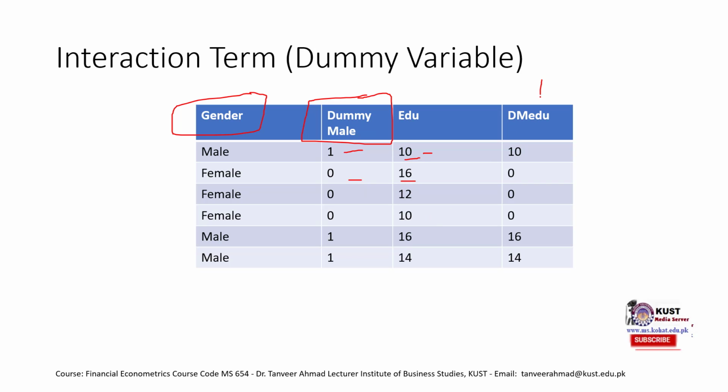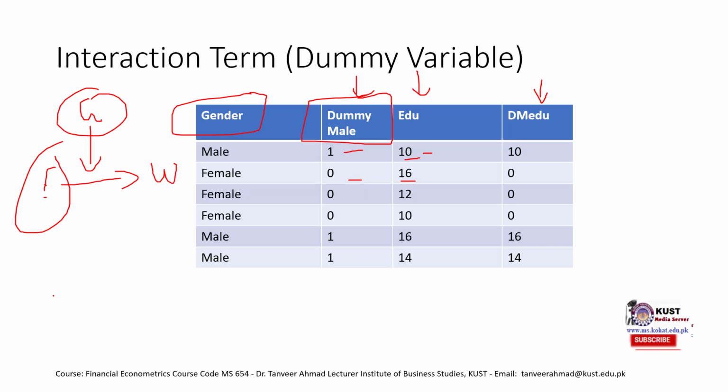So now we are going to create another variable, which is the interaction term. We call it the interaction term, and this is simply the multiplication of these two variables. Remember, the education variable was the independent variable, the wage was the dependent variable, and we said that there is the moderating effect of gender. So we are multiplying these two variables.